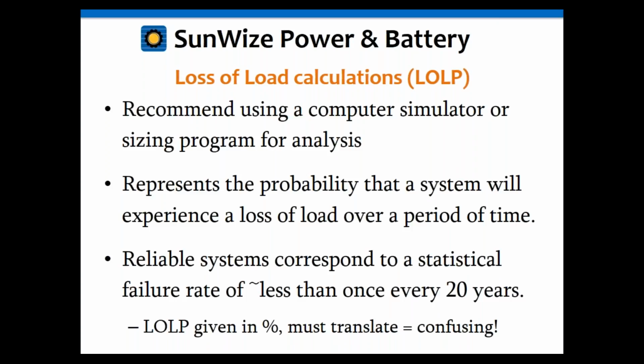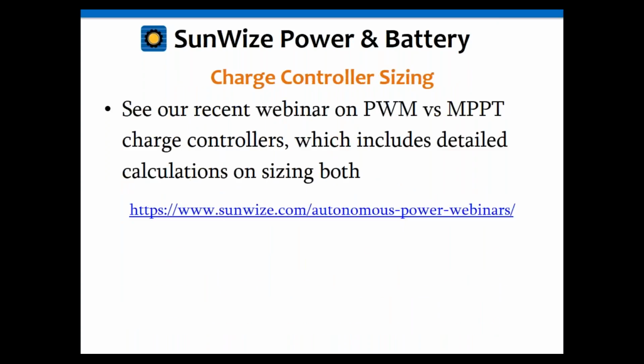Basically, what the loss of load probability is, as I was saying before, is that you might have a failure once every 5 years. It'll give you that percentage. It'll say this is the chance that you're going to have a failure. You can equate that to maybe once a year, once every 5 years, once every 20 years. So it'll just equate it to that. That's what those things will do.